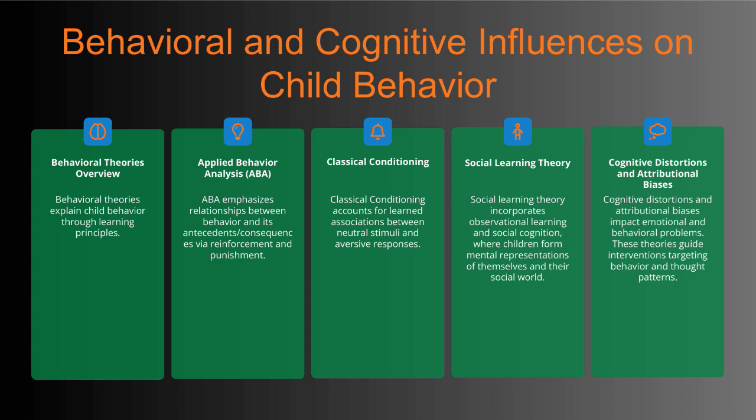Finally, cognitive distortions and attributional biases are ways of thinking that can negatively affect a child's emotions and behaviors. Understanding these patterns is crucial because it allows us to design interventions that address both thoughts and behaviors effectively.